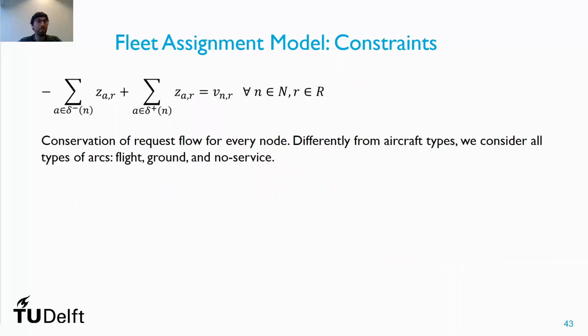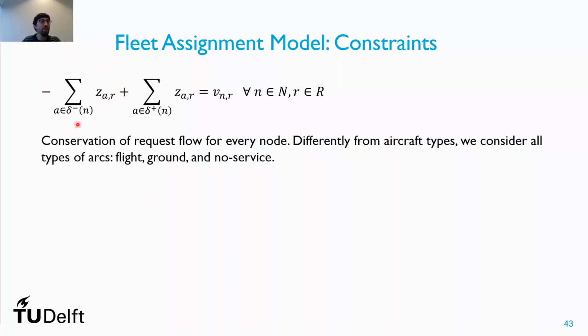We have the same type of constraint, so flow conservation, but now it's for requests. And now it's simpler because while for aircraft we differentiate between ground arcs and flight arcs, for each request, it doesn't really matter if a certain request traverses a ground or a flight arc, as long as we satisfy flow conservation. So again, here it's the same as before.